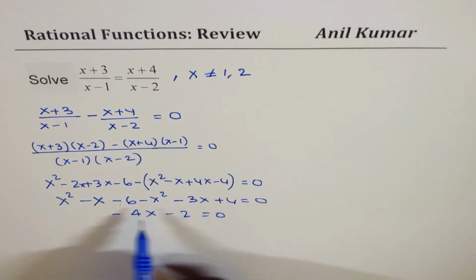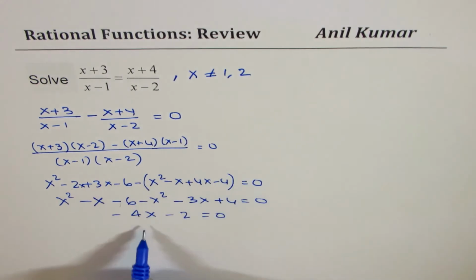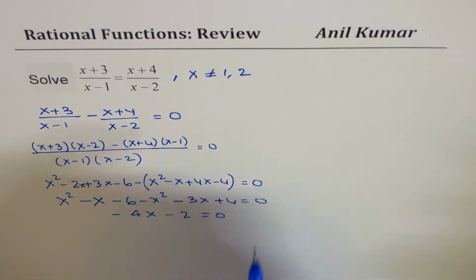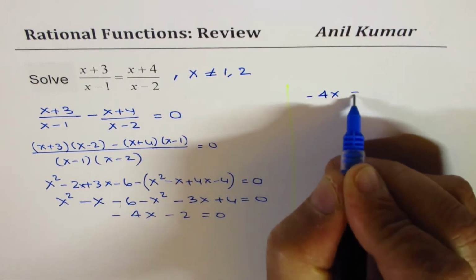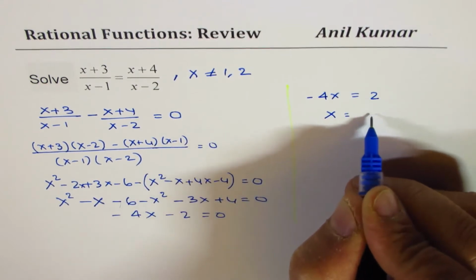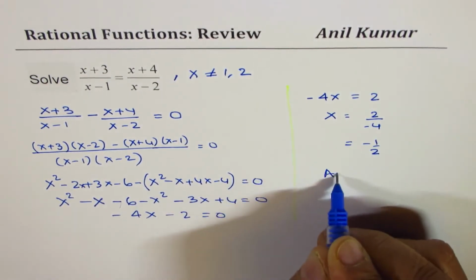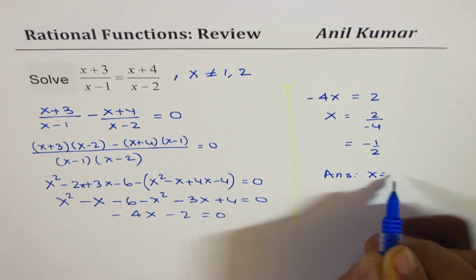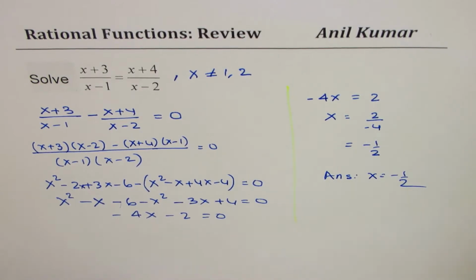Now, equating it to 0 to solve, we can write this as taking to the other side. So we have minus 4x equals 2. x equals 2 over minus 4, which is minus half. So our answer here is x equals minus half. Do you see how simple it is to solve equations? That simple, is it okay? So that is how you should be doing it.